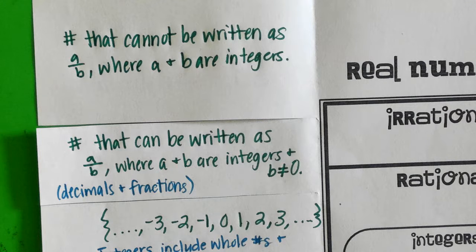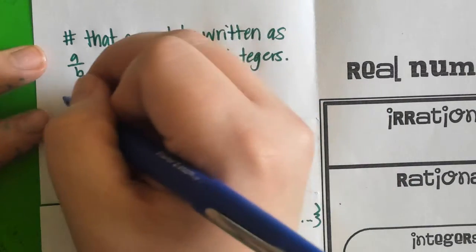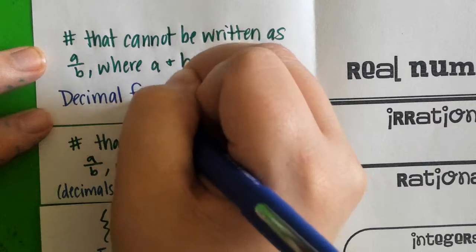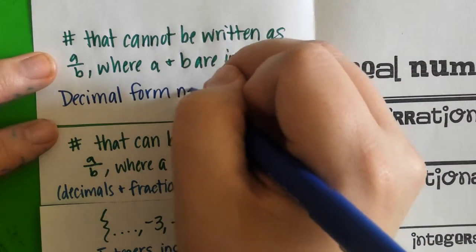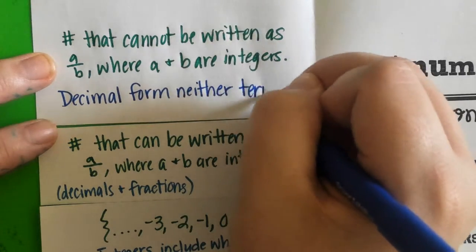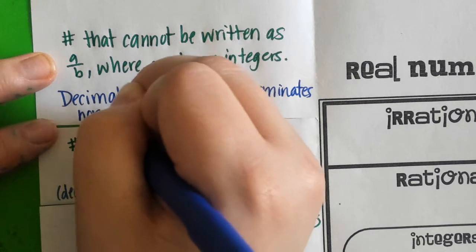And you're like, that sounds nice. Yes, dear. That sounds nice, but how do I know when I found one? Because that font doesn't help me. So the important thing to remember with an irrational number is that the decimal form neither terminates nor repeats.